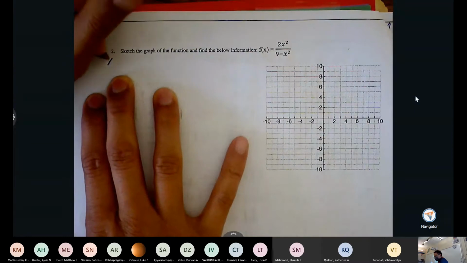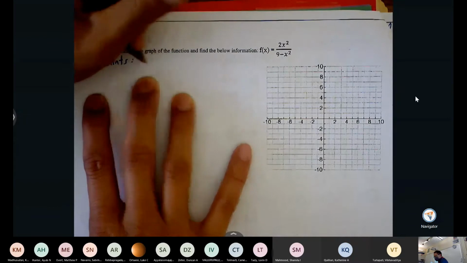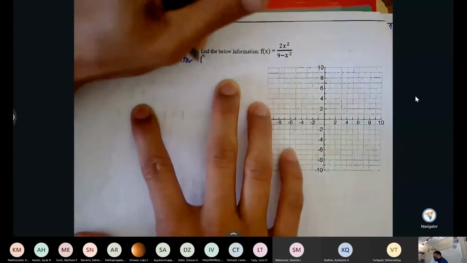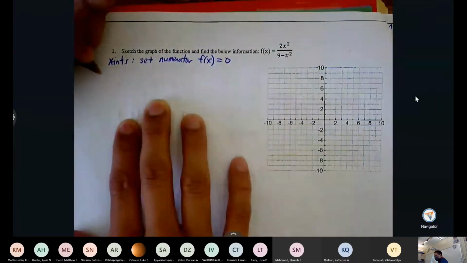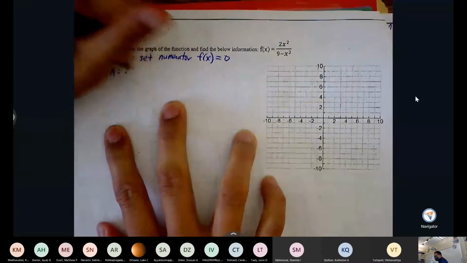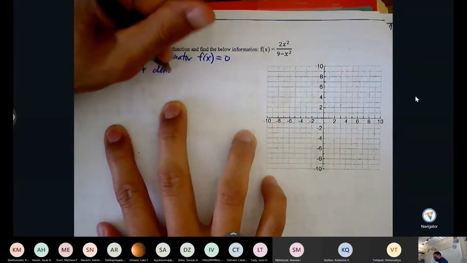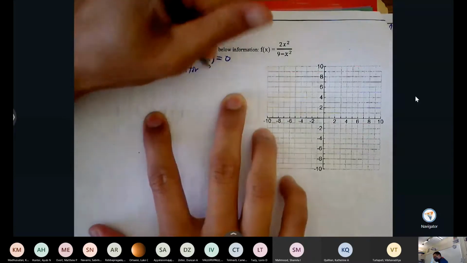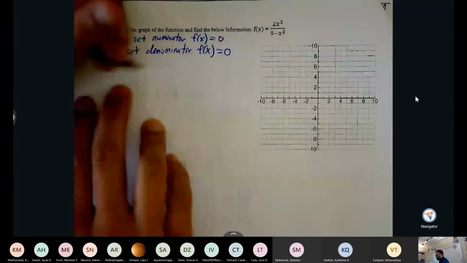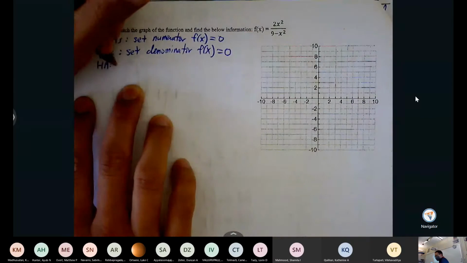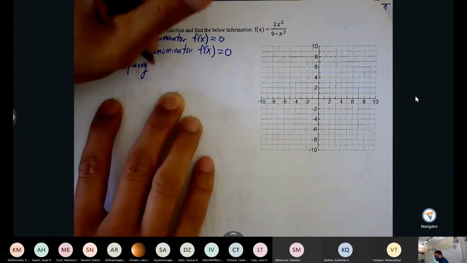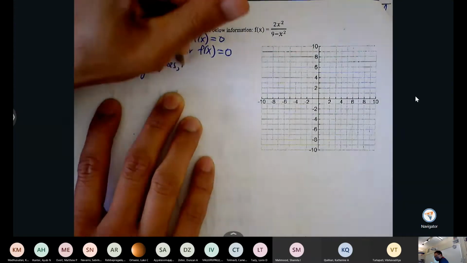So, okay, so we know that x-intercept comes from the numerator. I can set the numerator of the function equal to 0. To find vertical asymptote or holes, but I'm going to say vertical asymptotes for now. We set the denominator of f of x equal to 0. And there's one more thing that we haven't talked about, and that's horizontal asymptotes. Horizontal asymptotes we can find by comparing degrees, the limit as x approaches infinity. So comparing degrees, and then ratio of coefficients.